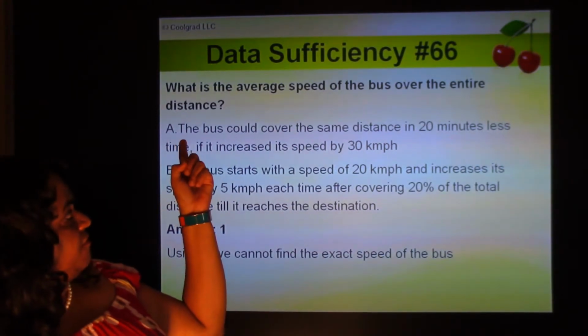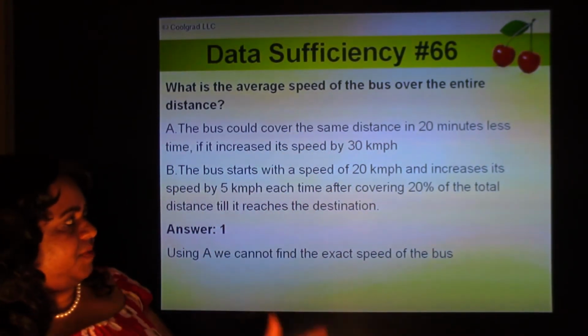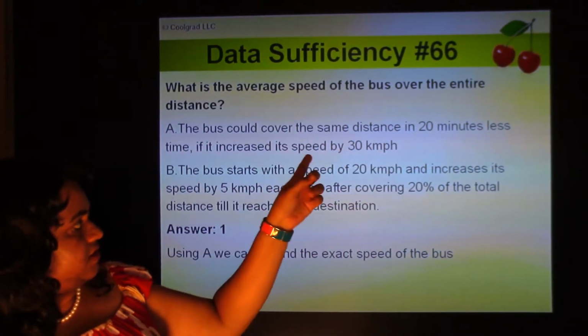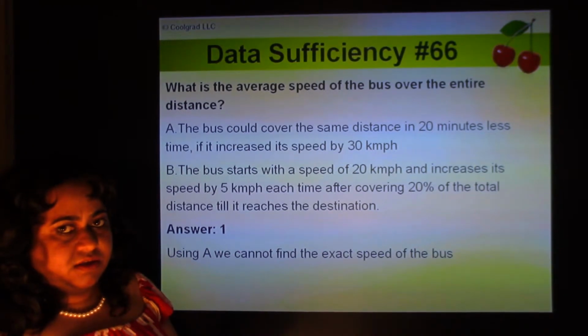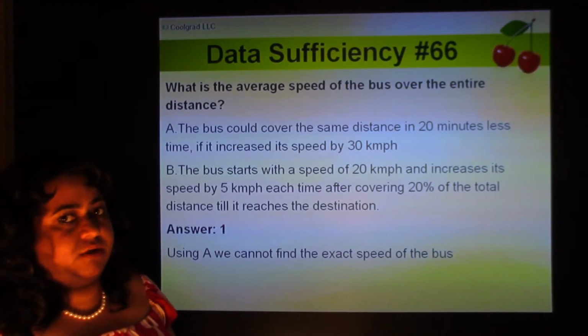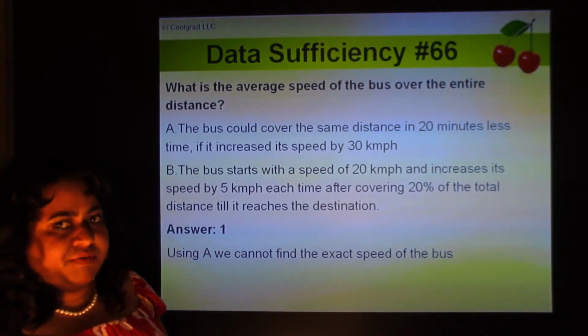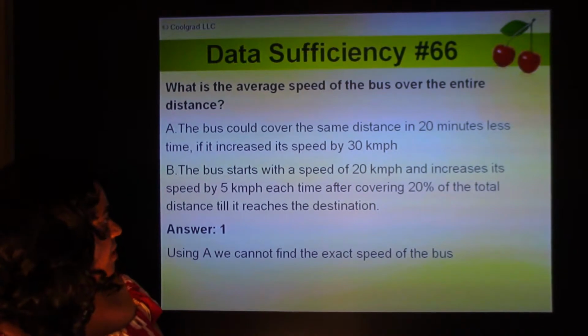If it said the bus could cover the same distance of 100 kilometers in 20 minutes less if it increased the speed by 30, then if we know the distance, we can solve for the speed and the time. But we don't know the distance, so from statement A alone we cannot solve the problem.